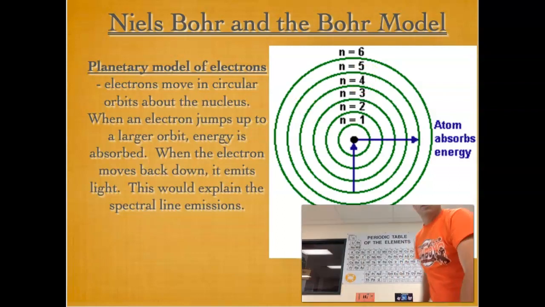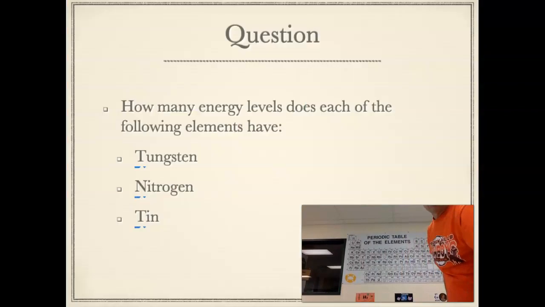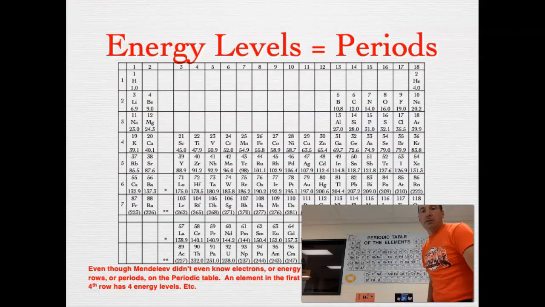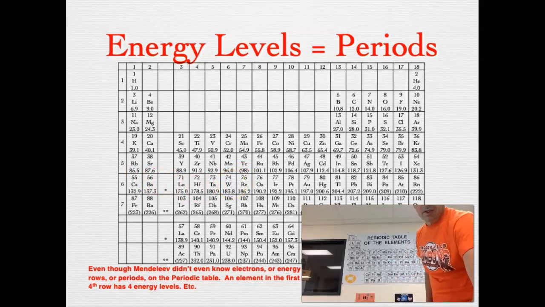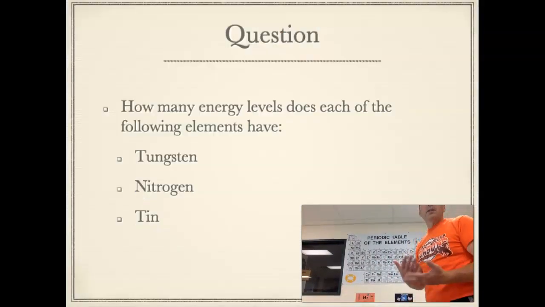It's easy. If I were to ask you a question like, how many energy levels does tungsten have? All you've got to do is look at the periodic table, find tungsten, and say, well, tungsten's in the 6th row. It's got 6 energy levels. Very easy, same idea. So nitrogen, find it, how many energy levels? Tin, find it, how many energy levels?